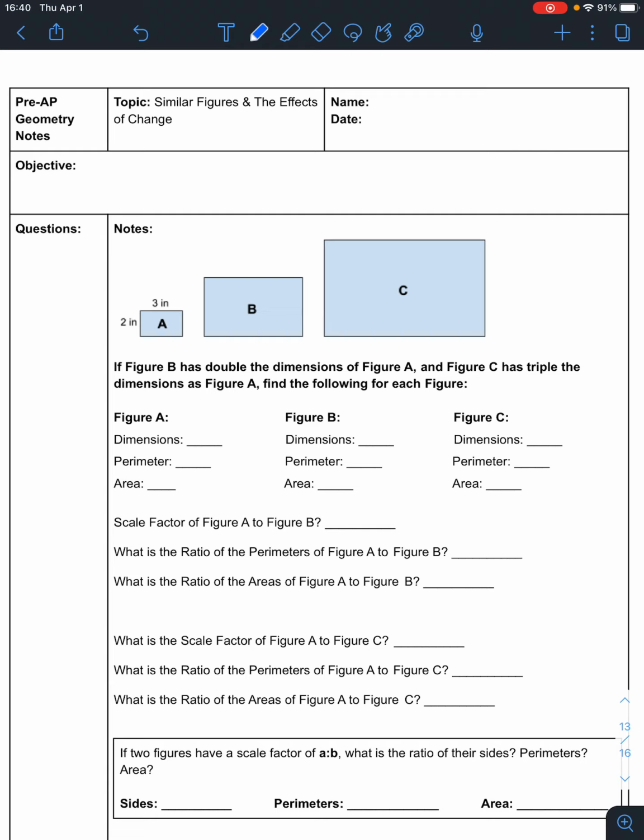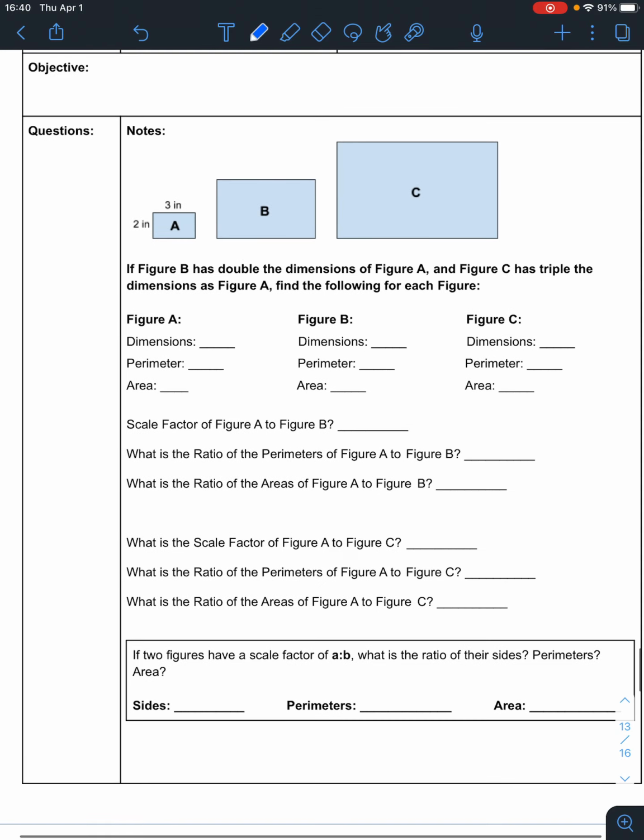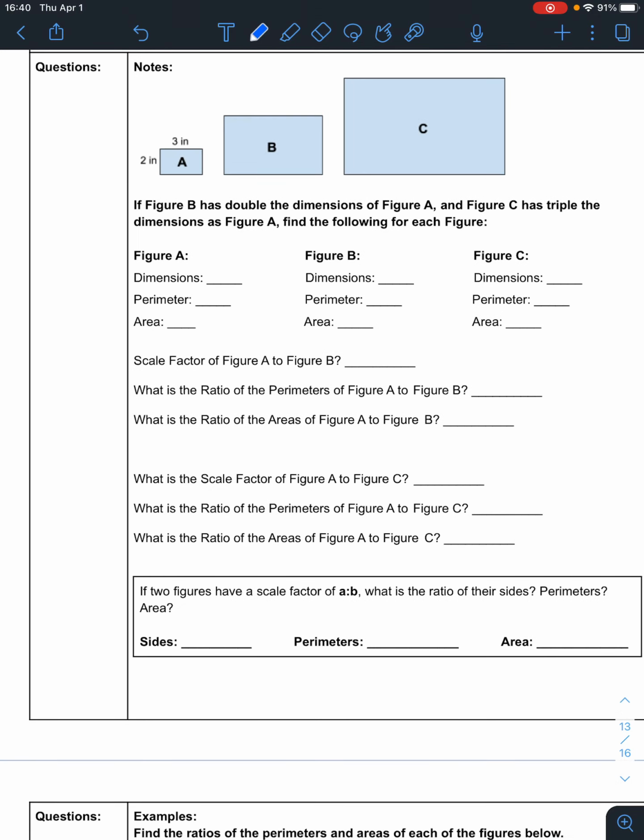Well, without specifically knowing the sides, we might not necessarily be able to figure that out directly, but what we found out is that there is a relationship between the ratios of what happens to the sides and what happens to the perimeters and what happens to the areas. So let's do a little discovery activity to figure out what goes on.